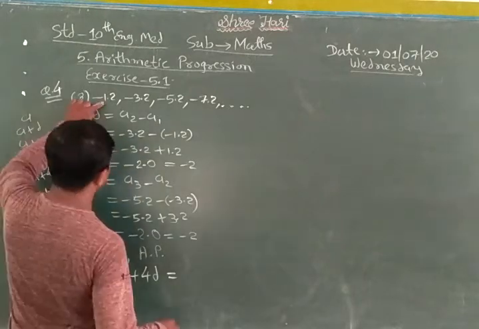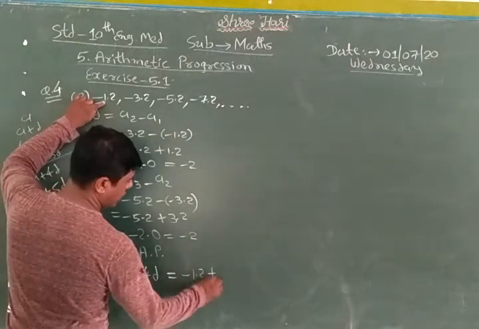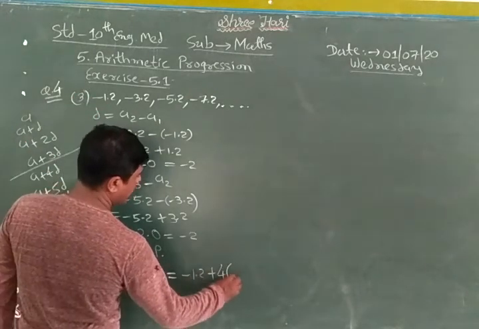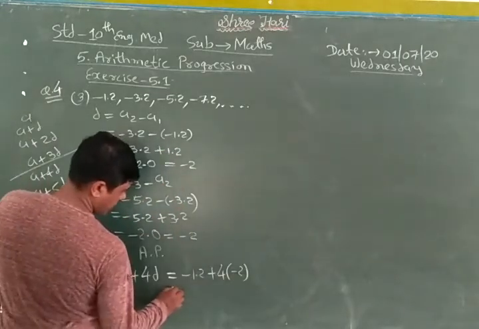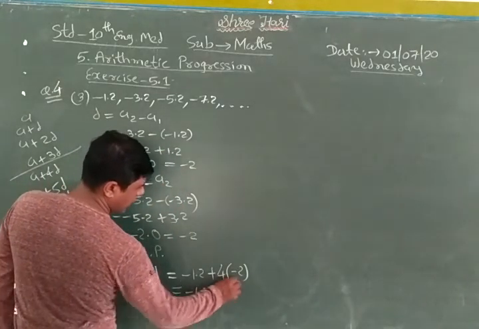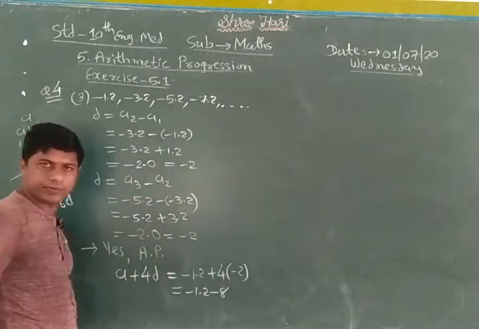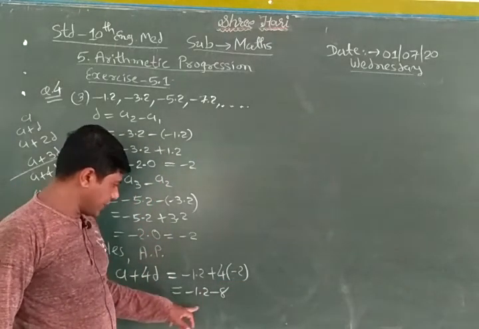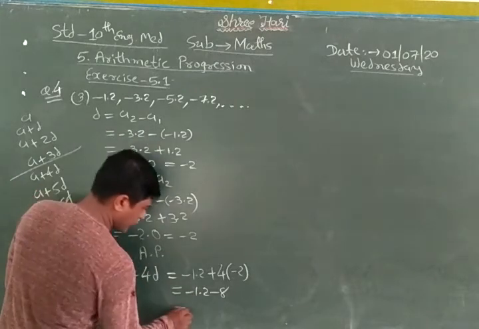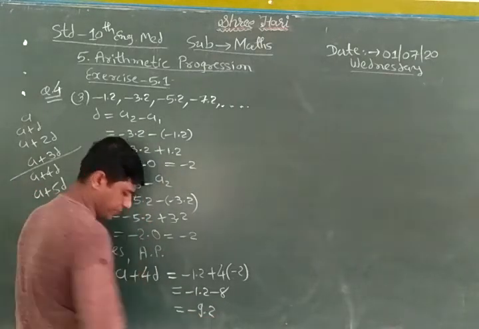So A is minus 1.2, 4, D value minus 2. Minus 1.2 plus minus minus 8, 4 twos are 8, minus minus plus 8, plus 1.2, so minus 9.2.